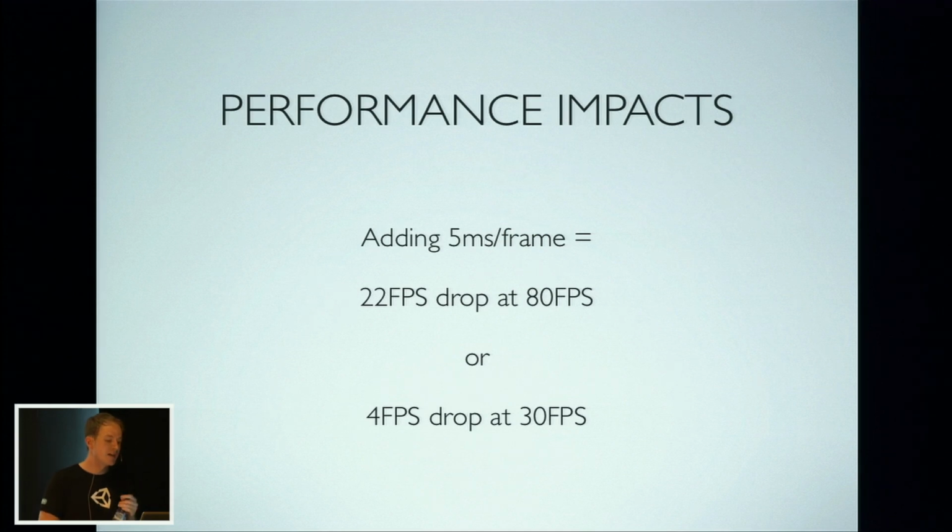But there's performance impacts on that. So if you add 5 milliseconds per frame, it impacts your game greater if you're trying to target 60 frames a second than it does for 30 frames a second.